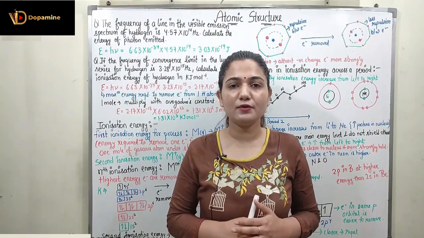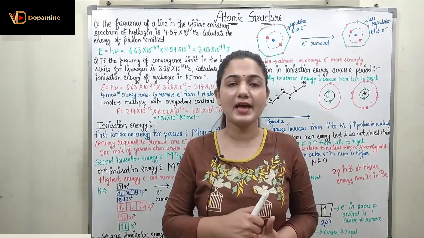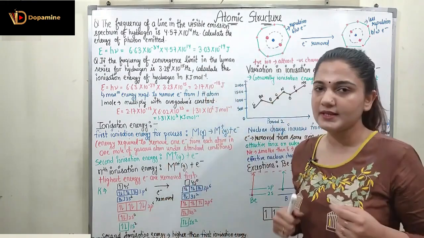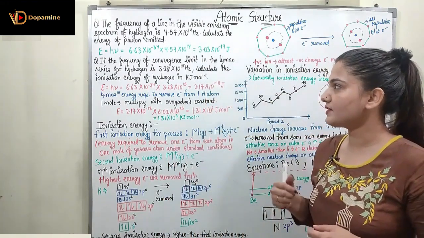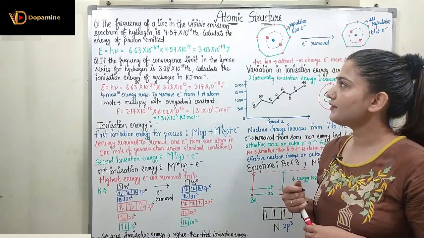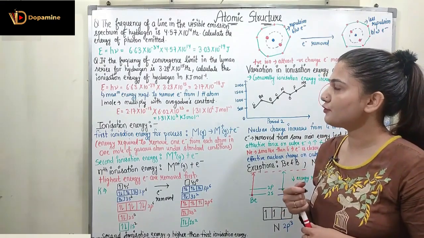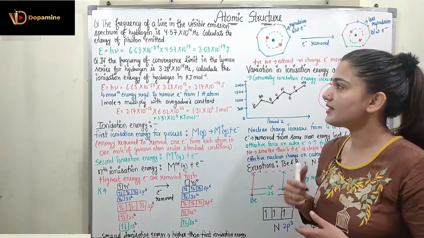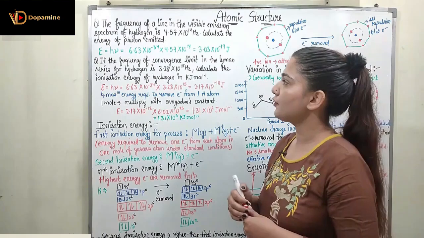Today in this video we are going to talk about some concepts and some questions from the unit atomic structure. So without wasting any time, let's begin with the first question, which states: the frequency of a line in the visible emission spectrum of hydrogen is 4.57 × 10^14 Hertz. Calculate the energy of photon emitted.